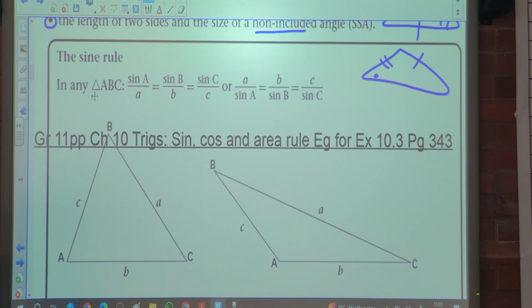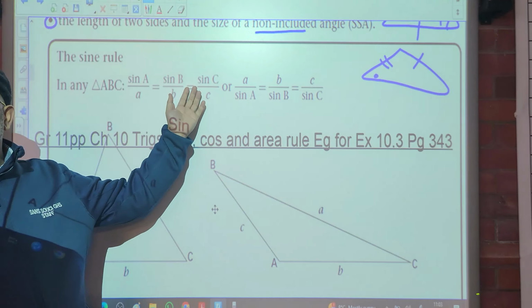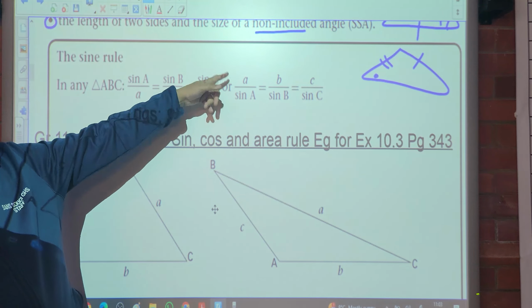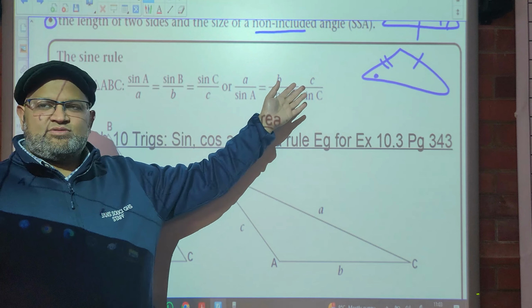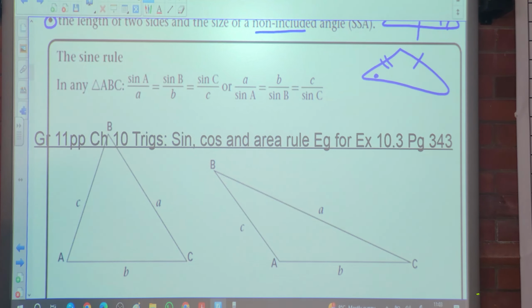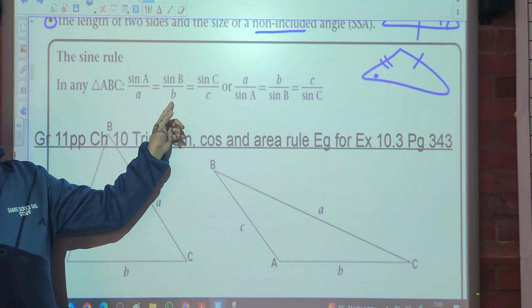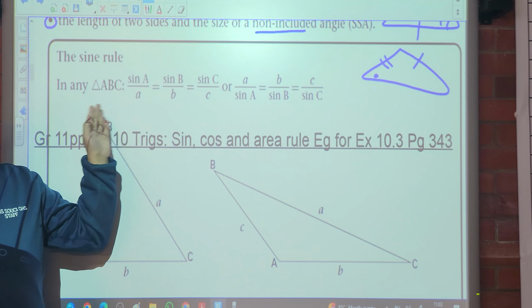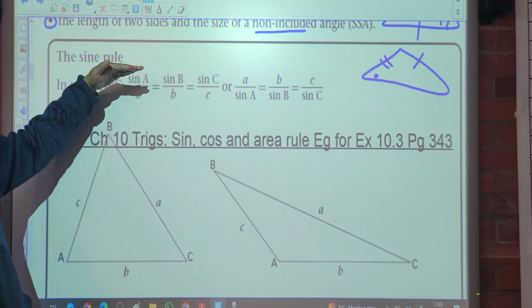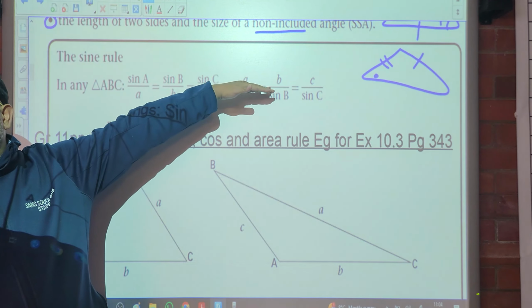The sine rule in any triangle ABC: sine of A over A is equal to sine of B over B is equal to sine of C over C, or A over sine A is equal to B over sine B is equal to C over sine C. But you can't say sine A over A is equal to B over sine B. No. That is not right. If you go sines on top, it must go throughout on top. Can you see that, people?